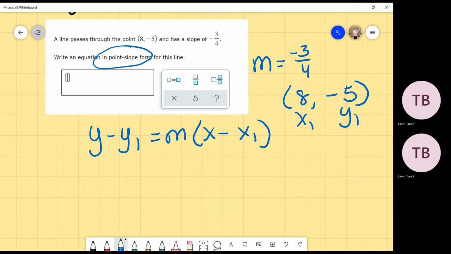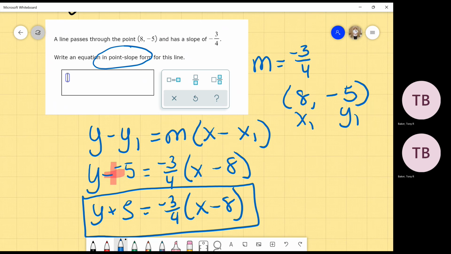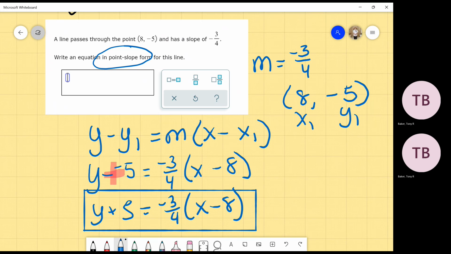So now we're just going to plug right into that problem. So y minus a -5 equals -3/4, x minus 8. So the only thing you have to do is change that to a plus, because I have two negatives. So the final answer is y plus 5 equals -3/4, x minus 8. And you're leaving it just like that. That's point slope form.